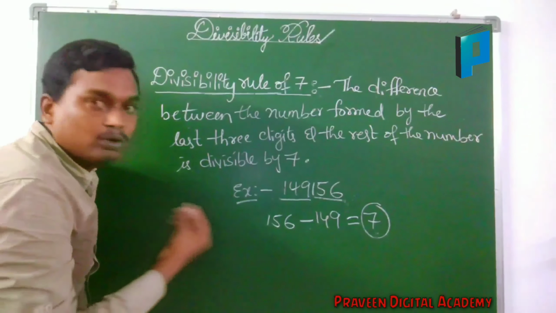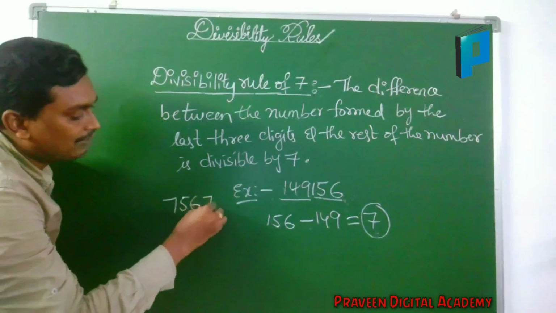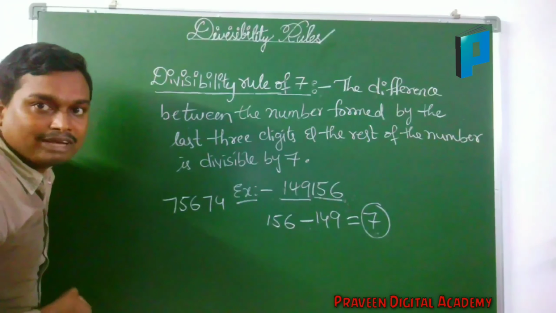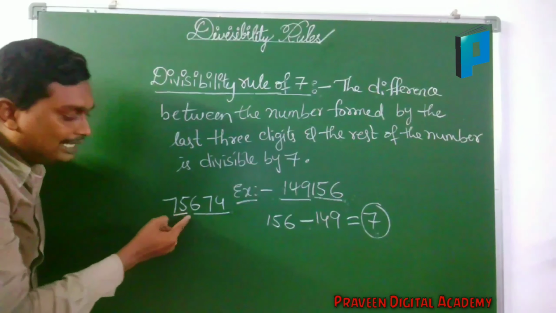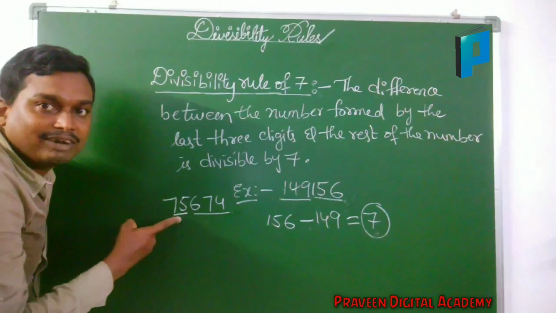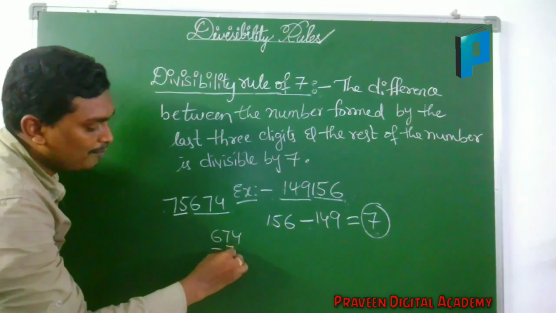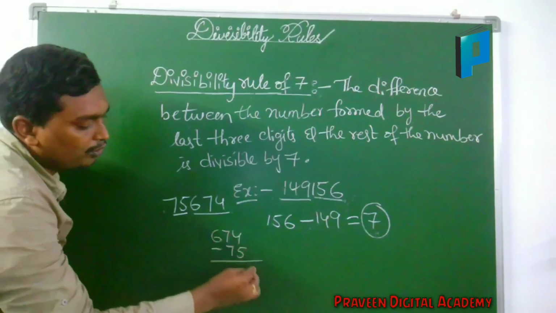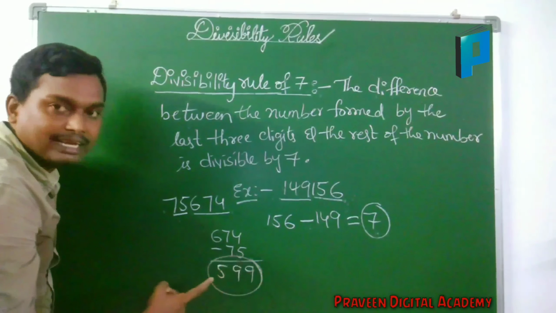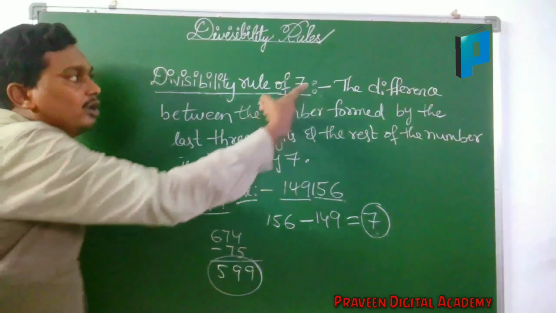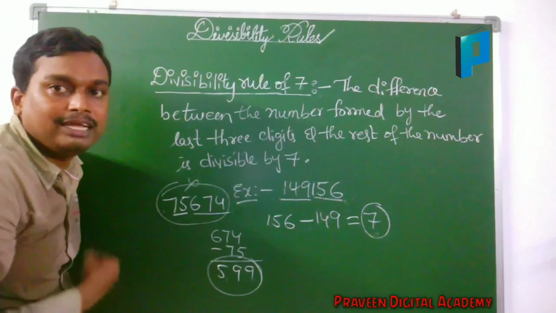If you have a question like 75674, you subtract the last three digits and the rest. What is the rest here? 75 is the rest. You subtract these both, 674 minus 75. What do you get here? 599. This 599 is not divisible by 7. So we can say this total number is not divisible by 7.